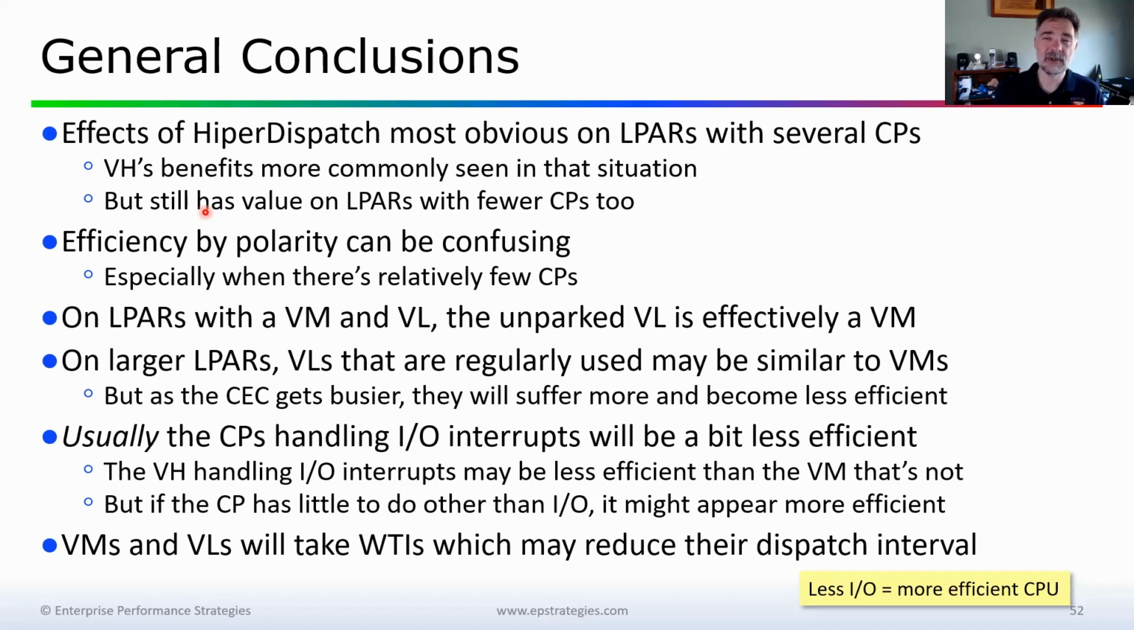Like I just said, usually the CPs handling IO interrupts will be a bit less efficient. So if you're not accounting for that, that can cause some confusion. And the vertical mediums and the vertical lows, which will take warning track interrupts, which may reduce their dispatch, or by definition, is reducing their dispatch interval. So that's another impact to the vertical mediums and vertical lows.